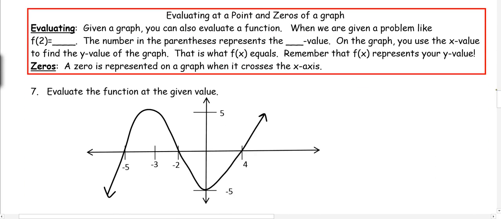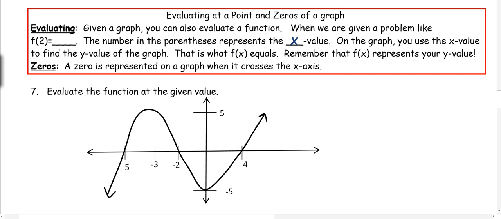Evaluating points and zeros of a graph. So given a graph, you can evaluate a function. When we are given a problem like f of x equals 2 with a blank, the number in parentheses is going to represent your x value. So on the graph, you find the x value, and then you look at the graph for the y value. That's what f of x equals. Remember that f of x represents your y value.